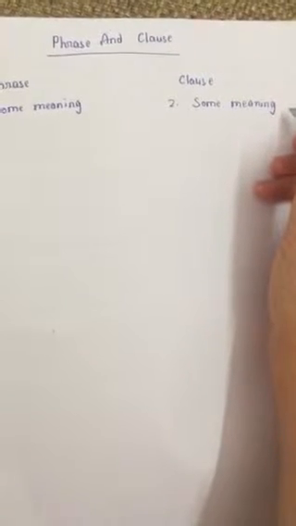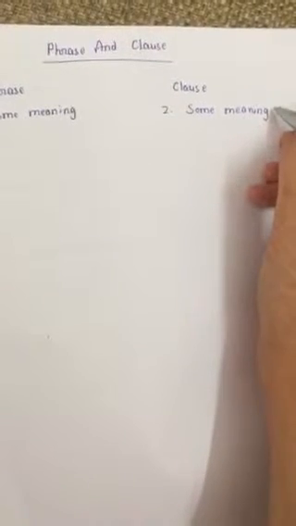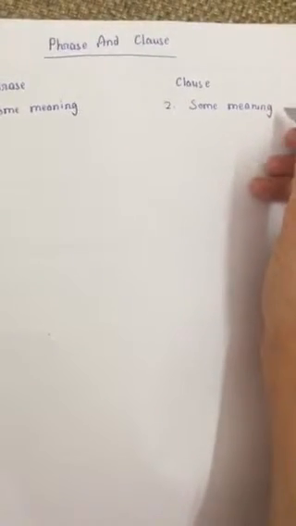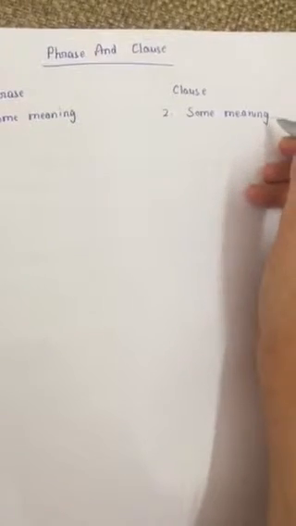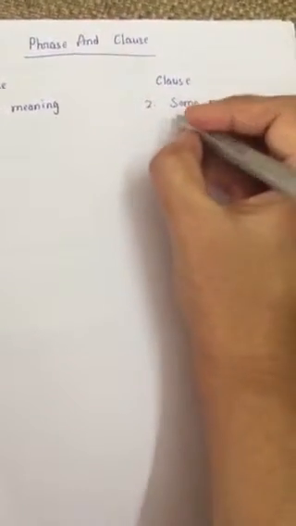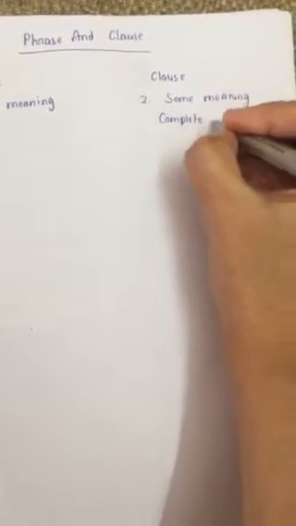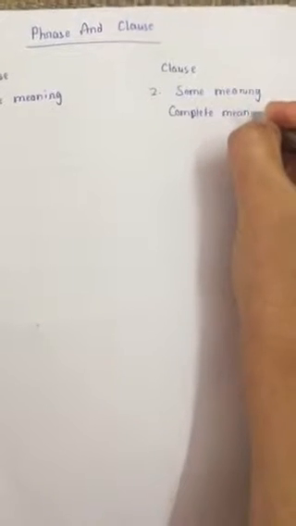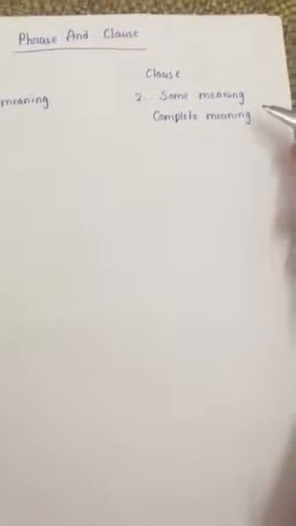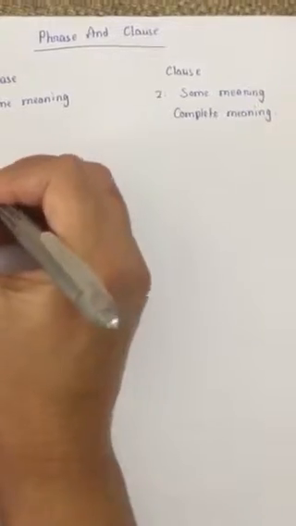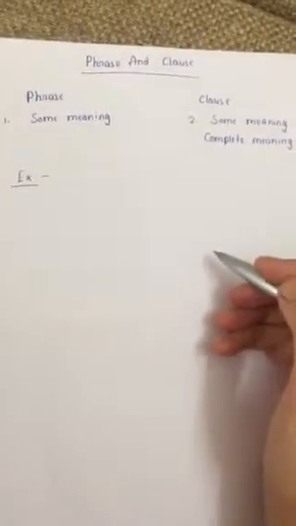The clauses which don't give you complete meaning are called dependent clauses, because they are dependent on some other words or on some other clauses for their meaning. And there are some clauses which give you complete meaning. They are called independent clauses because they are not dependent on anything else to draw their meaning. So I'll write an example to clarify the difference between phrase and clause.